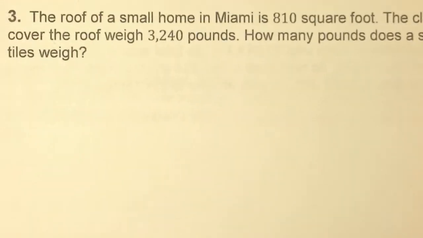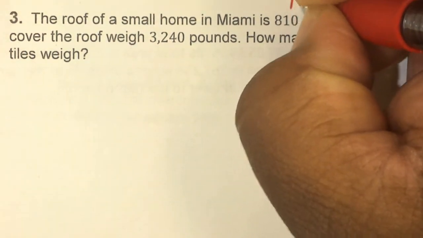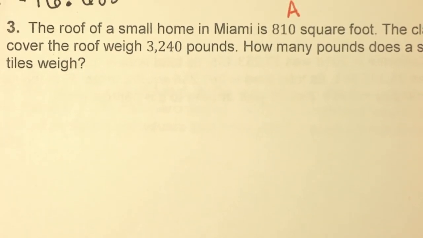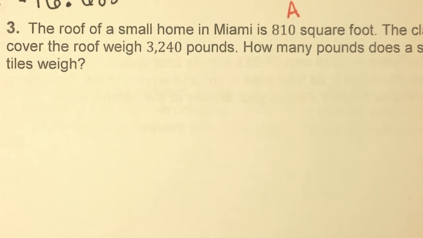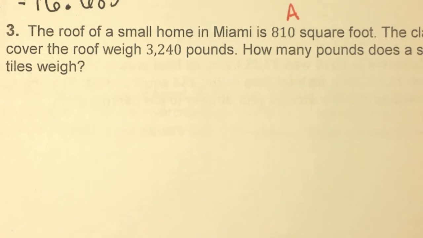Number 3. The roof of a small home in Miami is 810 square feet. Before I read any further, what do you think 810 is? The density. The roof of a small home is 810 square feet. What y'all think? Area. My bad. That's my area. The clay tiles required to cover the roof weigh 3,240 pounds. How many pounds does a square foot of clay tile weigh? So what does that weight represent? Population. That's my pop.